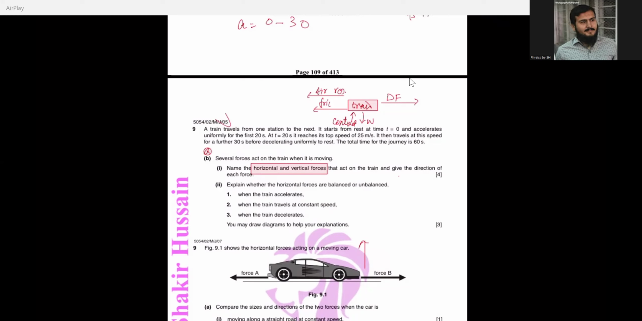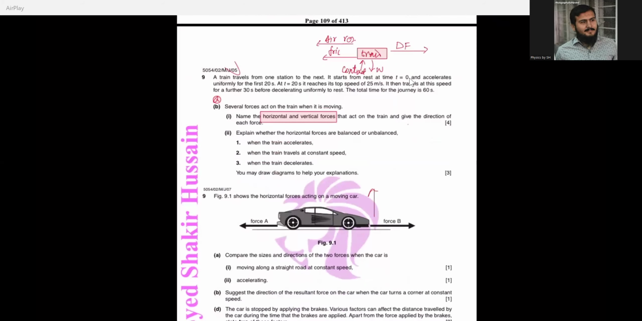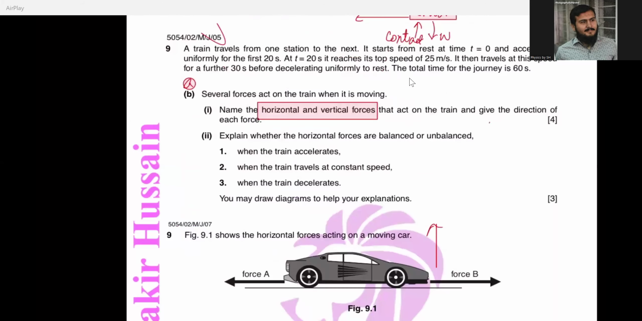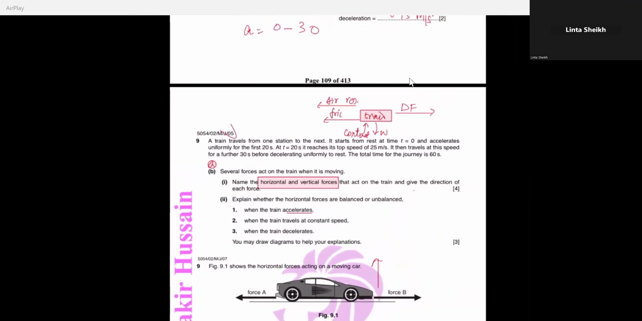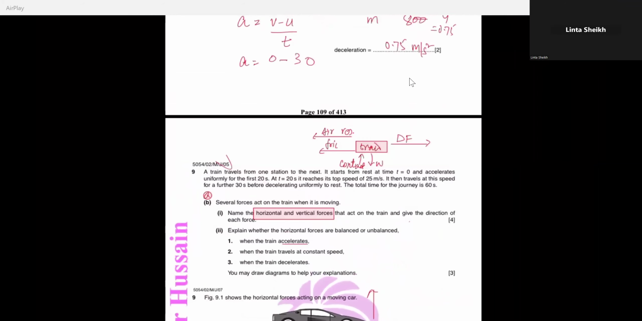Okay, after that it asks: explain whether the horizontal forces are balanced or unbalanced. When the train accelerates, are the horizontal forces balanced or unbalanced? Sorry, can you put down the screen? I just missed the last part of the question.